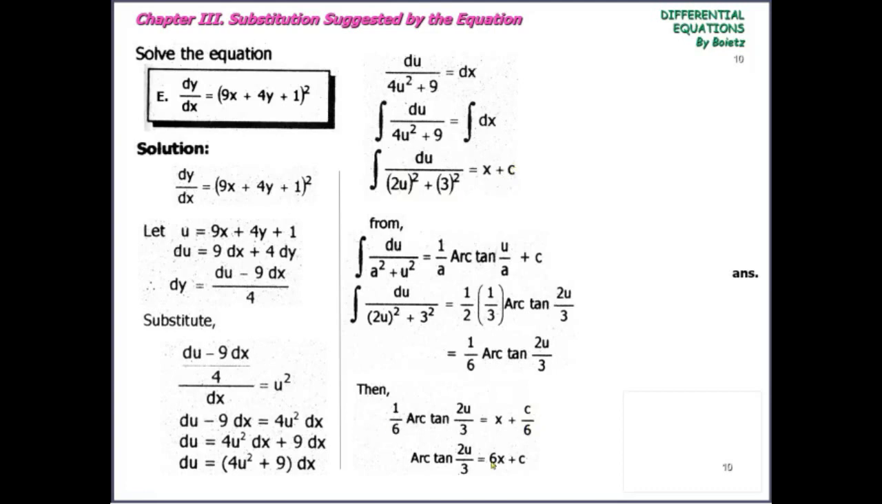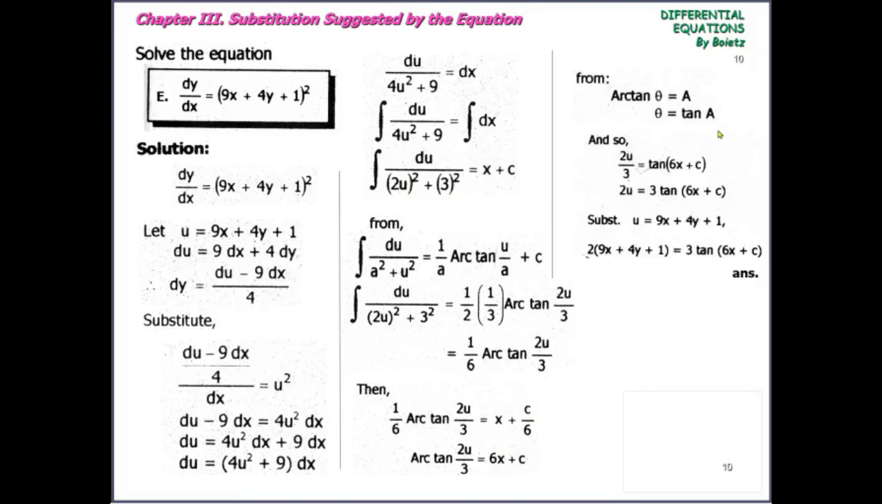Then, multiply sa 6, nawala na yung 6. So, arctan 2u over 3 is equal to 6x plus c. Then, from the arctan theta is equal to a, theta is equal to tan a. Di ba, no? And therefore, yung 2u over 3 is equal to tangent ng quantity 6x plus c. Then multiply sa 3, 2u is equal to 3 tangent quantity 6x plus c.